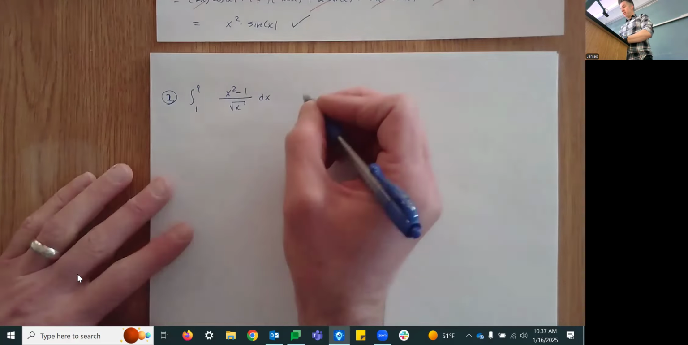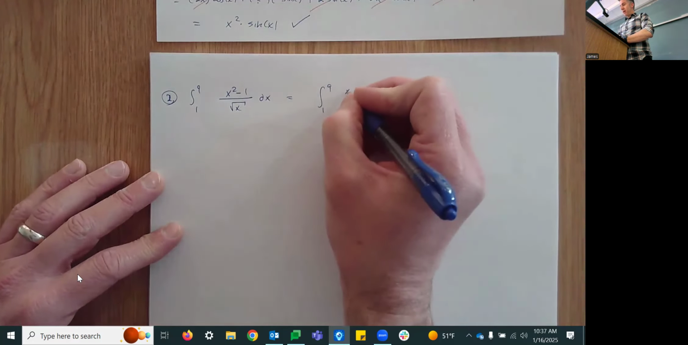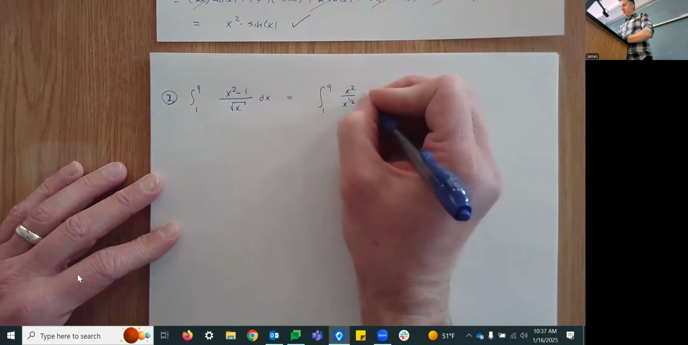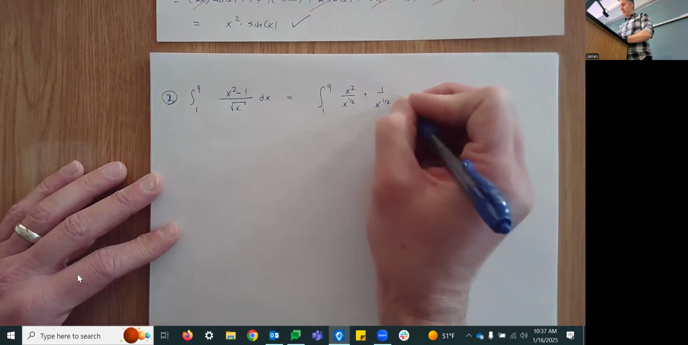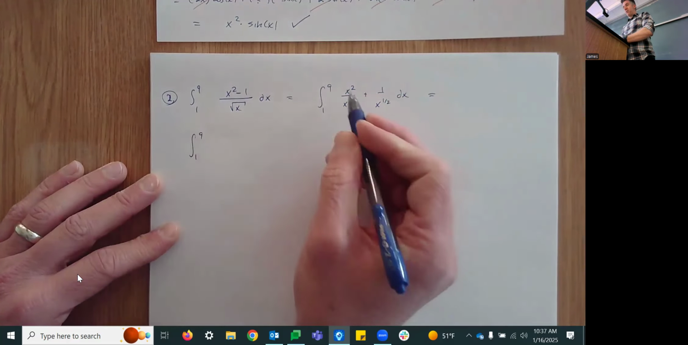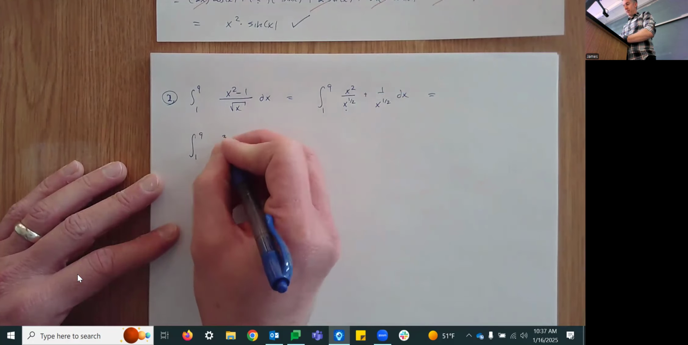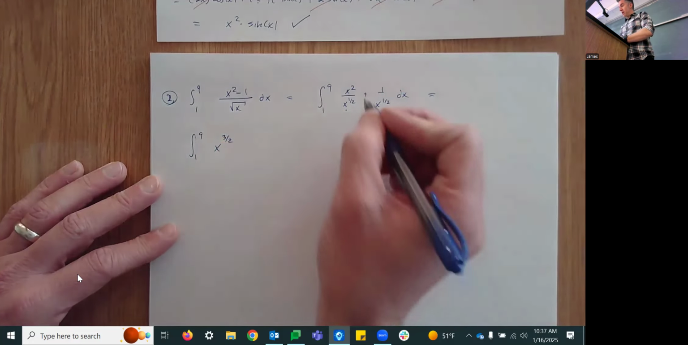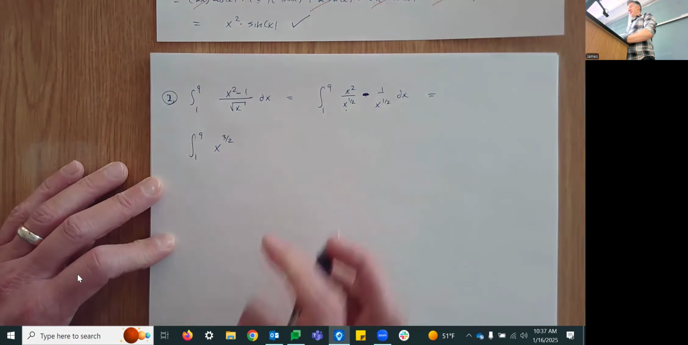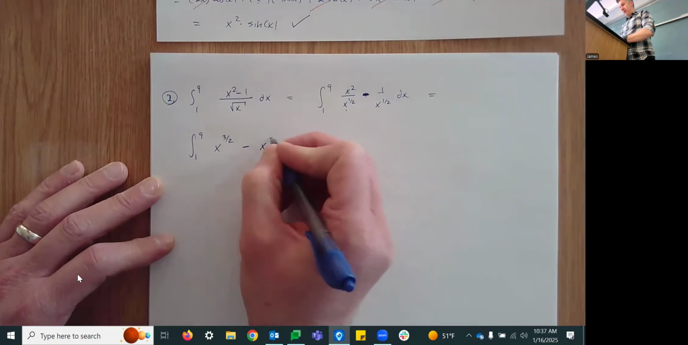So here, it makes a lot of sense to rewrite this as the integral from 1 to 9 of x squared divided by x to the 1/2, or the square root of x, plus 1 divided by x to the 1/2. And then we're going to simplify each of those fractions. x squared divided by x to the 1/2, we subtract those powers and we get x to the 3/2. I missed it. That's what happened to it. It's a minus. Can't you tell it's a minus sign? And 1 divided by x to the 1/2 is going to be minus x to the negative 1/2.